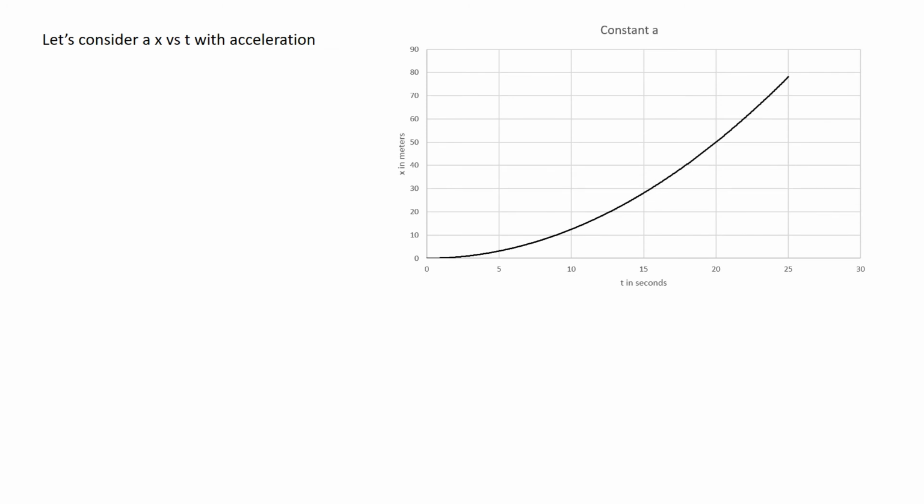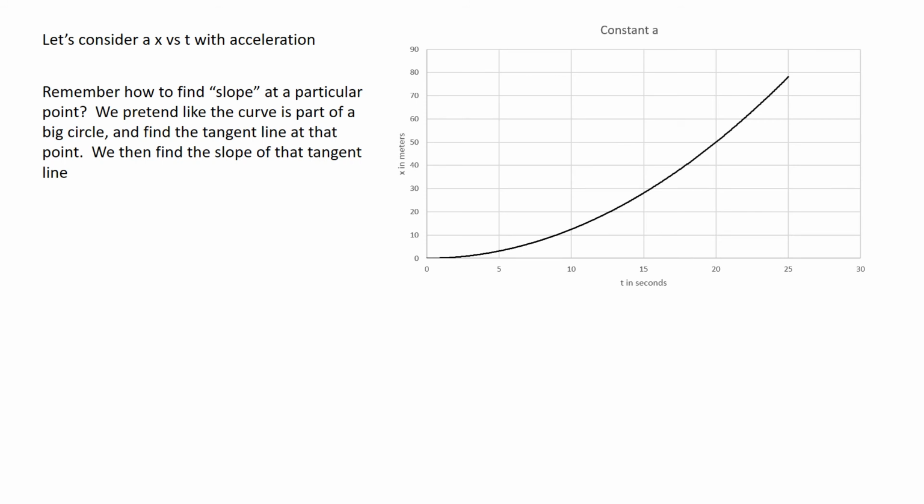Let's consider an x versus t graph with acceleration. So here's what it looks like. It's the one we saw before. It had some curves to it. Remember how you find the slope at a particular point. We pretend like the curve is part of a big circle, and we find the tangent line at that particular point. If you find the slope of the tangent line, that would be the velocity.